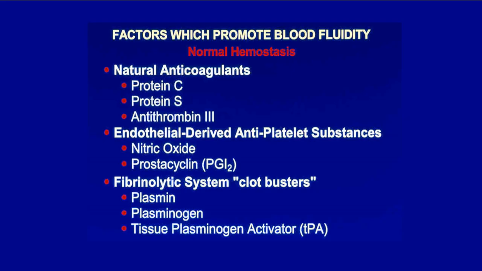Factors which promote blood fluidity, normal hemostasis: natural anticoagulants, protein C, protein S, antithrombin 3; endothelial-derived antiplatelet substances, nitric oxide and prostacyclin; and the fibrinolytic system, clot busters, plasmin, plasminogen, tissue plasminogen activator, TPA.